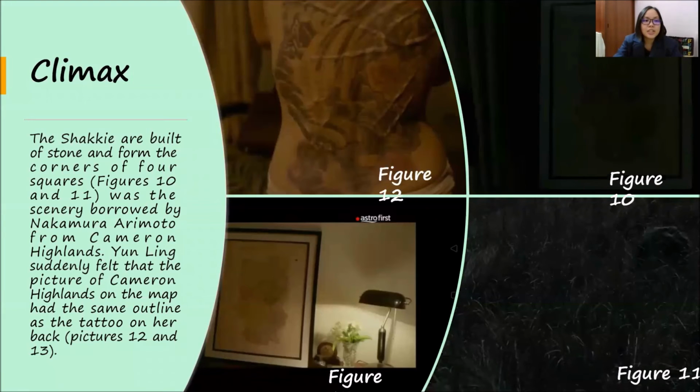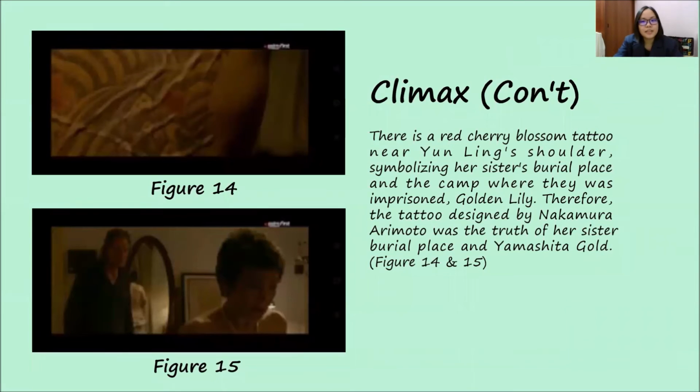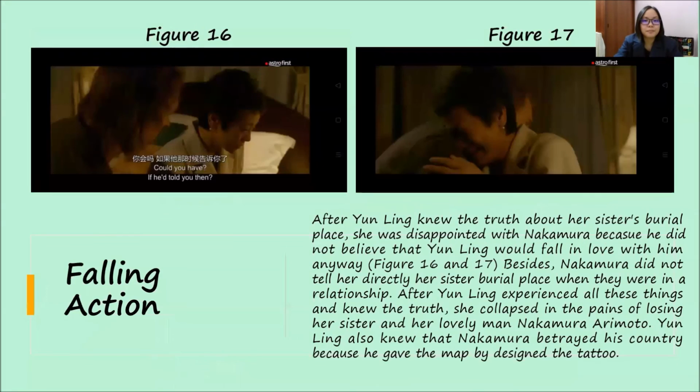Climax. The shakkei is built of stone, and from the corners of the square was the scenery borrowed by Nakamura from Cameron Highlands. Yun Ling suddenly felt that the picture of Cameron Highlands on the map had the same outline as the tattoo on her back. There is a red cherry blossom tattoo near Yun Ling's shoulders, symbolizing her sister's burial place and the camp where she was imprisoned, Golden Lily. Therefore, the tattoo designed by Nakamura was the truth of her sister's burial place in Yamashita's gold.